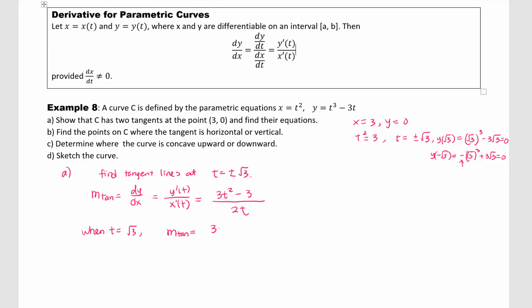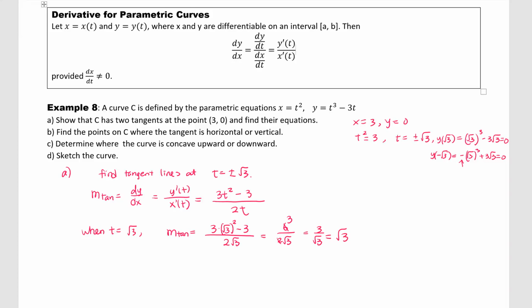So 3 times square root of 3 squared minus 3, over 2 times square root of 3. Square root of 3 squared is 3, 3 times 3 is 9, 9 minus 3 is 6. But 6 and 2 cancel, we get 3 over square root of 3, because 3 is square root of 3 times square root of 3, so the answer is square root of 3.